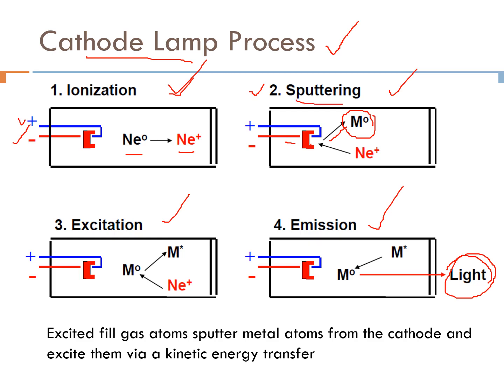Okay, so lepas sputtering akan berlaku proses excitation. The neon plus ni akan excite the metal, so the metal daripada ground state akan move to its excited state. Macam mana excitation ni boleh berlaku? Sebab dia collide between each other, or kita panggil as kinetic energy transfer.